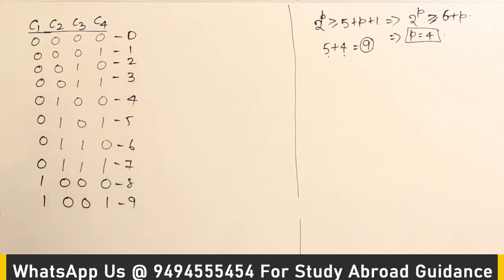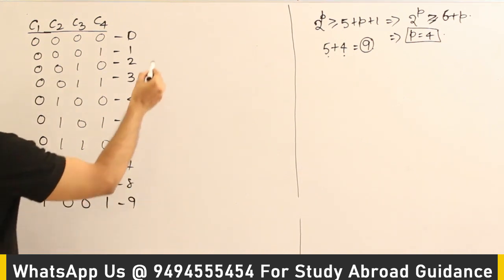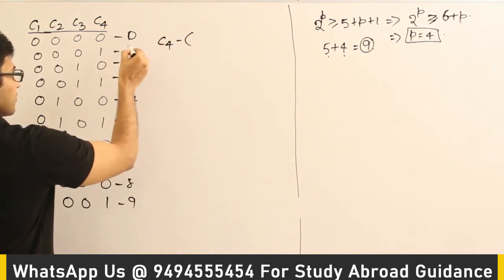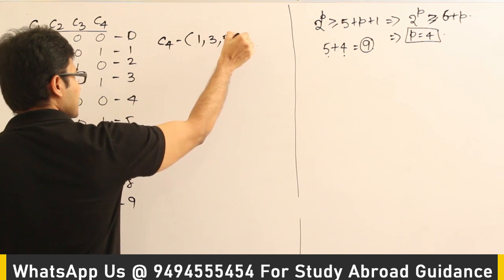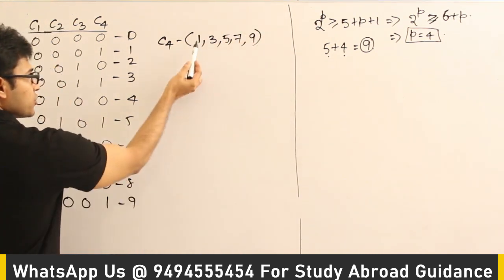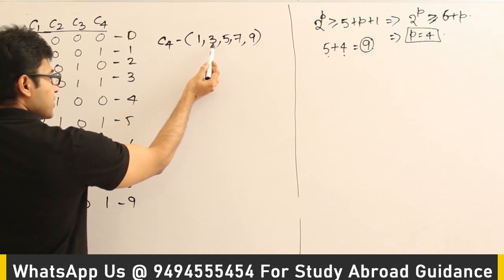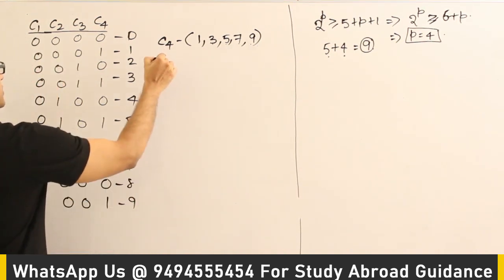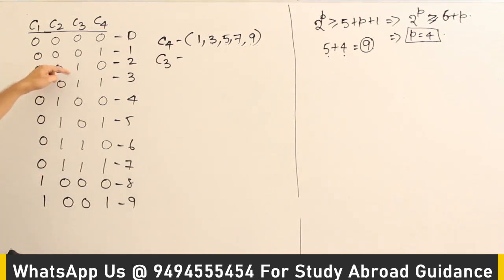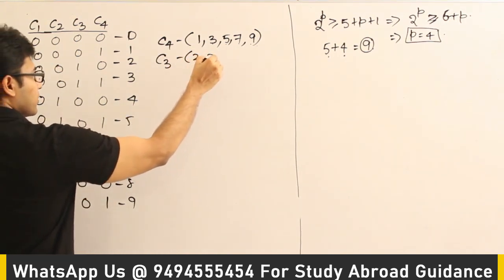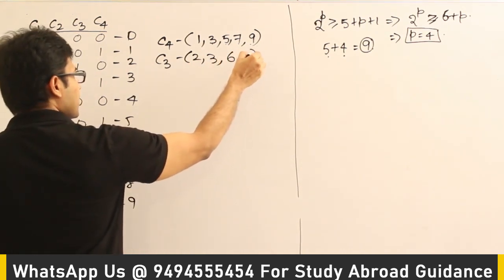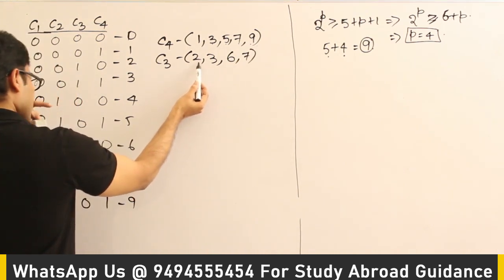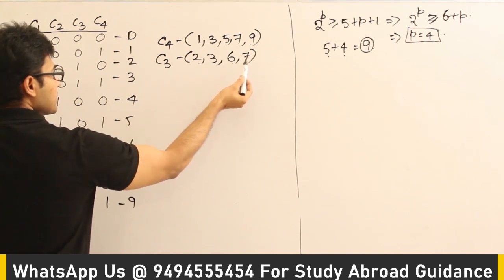Before going to the example, let's see what each one of the groups is supposed to take care of. So C4 is representing 1, 3, 5, 7, 9. What does it mean? The parity bit at position number 1 is supposed to take care of the message bits at 3, 5, 7 and 9. And then C3 is going to take care of 2, 3, and then 6, 7, that's it. So the parity bit at position number 2 is supposed to take care of the message bits 3, 6 and 7.